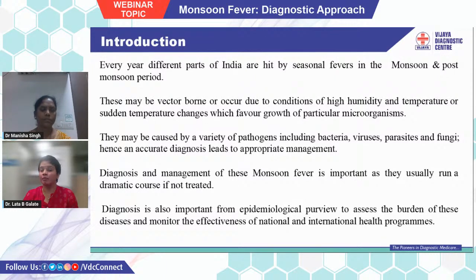This is maybe due to the high humidity and temperature conditions in our country, which favor the growth of vectors and different microorganisms. Diagnosis and management of these monsoon fevers on time is very important, as if not treated on time, they may run a dramatic course. Diagnosis is also important for epidemiological purposes.